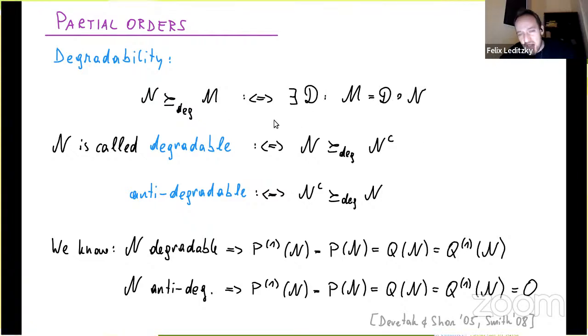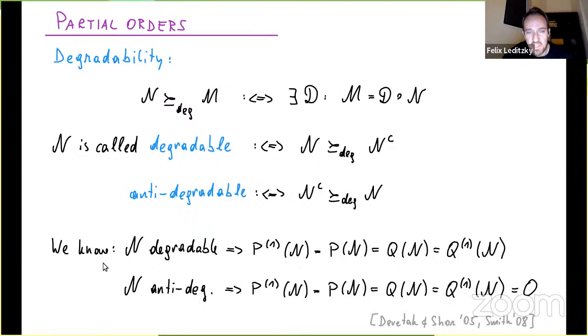This is a slight generalization actually of what's usually used in literature for degradable. So originally this has been defined in the following way, that N is called degradable if N can be degraded to its complementary channel. And dually, we call the channel anti-degradable if the complementary channel can be degraded to the channel. And so a channel is degradable if and only if its complementary channel is anti-degradable, okay, and vice versa.